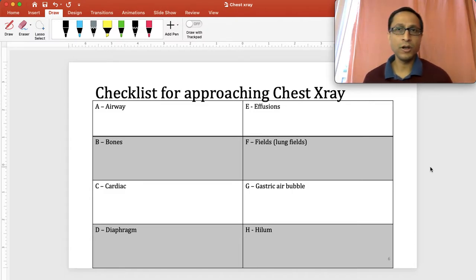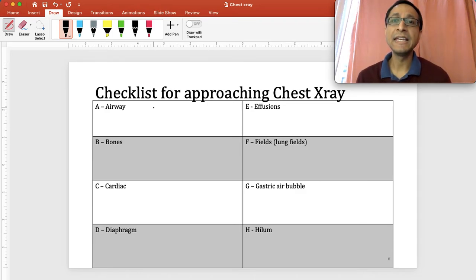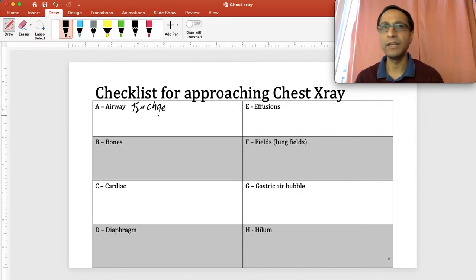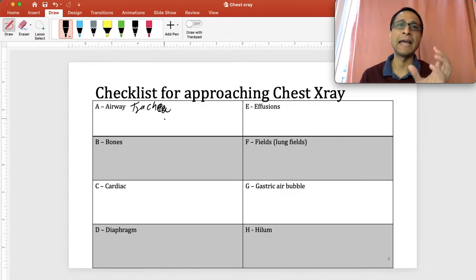All right, so for a very quick basic approach in terms of chest x-rays, we have the mnemonic ABCDEFGH, right? So airways. Now in airways, what you're looking for is predominantly the trachea, right? Is the trachea deviating to the left or the right side, right? If it's deviating to the opposite side, you're thinking perhaps a tension pneumothorax. If it's deviating to the same side, you're thinking atelectasis, right?